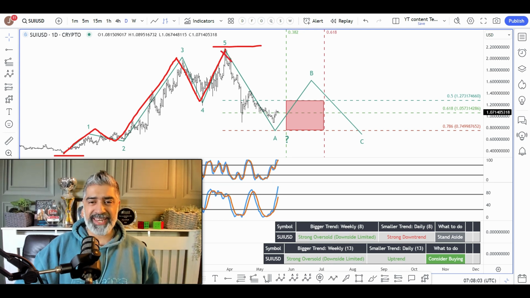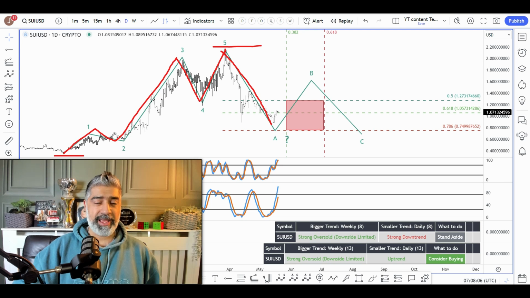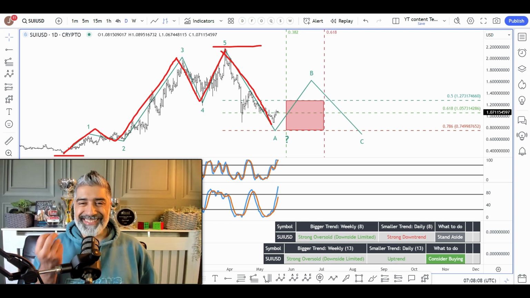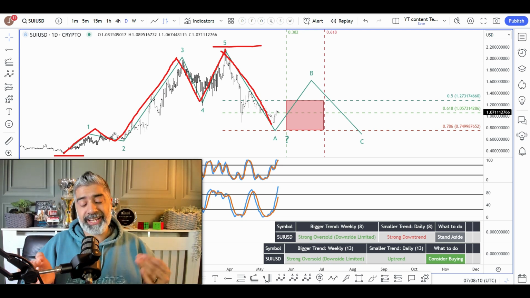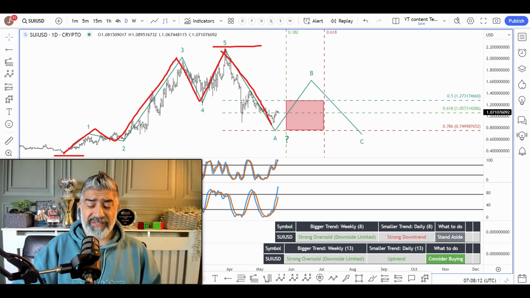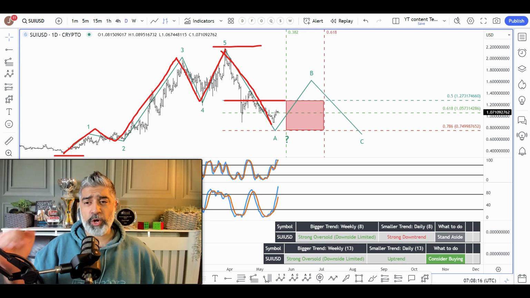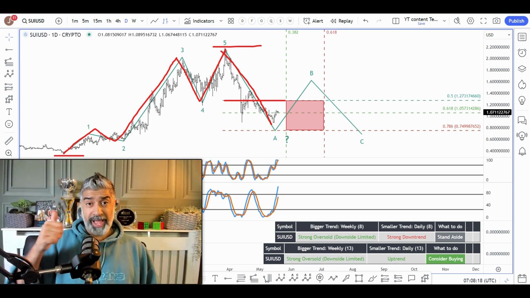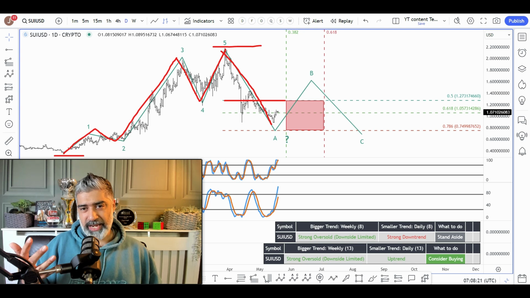However, we've had this initial move to the downside, and the first question is, is it the end of the correction, or is it likely to be the end of the correction? Well, we've definitely hit the minimum price ratios, which is a 50% retracement. So it's gone below $1.27. So that will give us the thumbs up that it is likely to be the end of the correction.